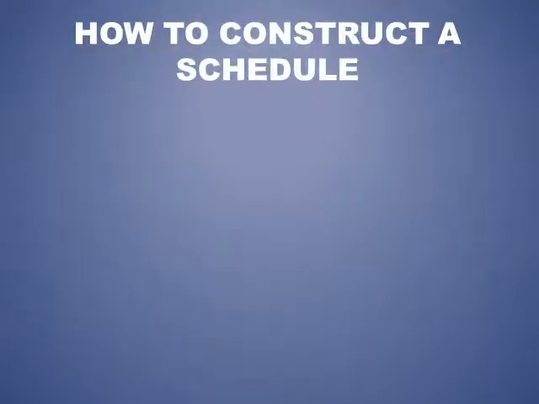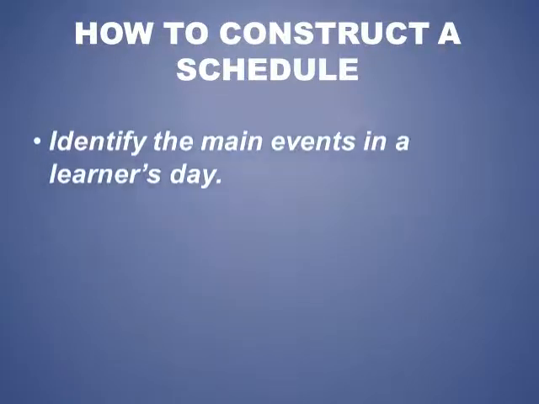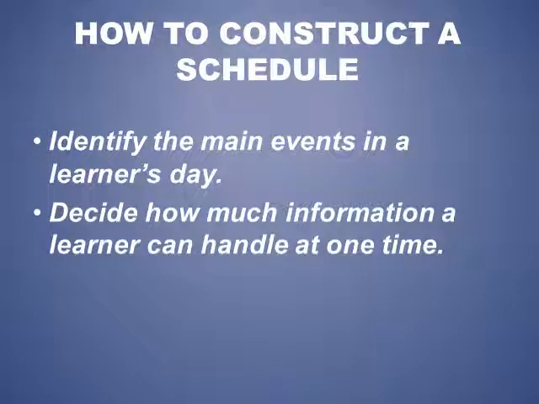So let's talk about how to construct a visual schedule. It's a very easy thing. First thing that you want to do is to identify the main events in that child or learner's day. So whether you're putting together a visual schedule that will be used for a couple of hours at church, or half a day at home, or a full day of school, you need to identify all of the events that will occur during that specific time frame.